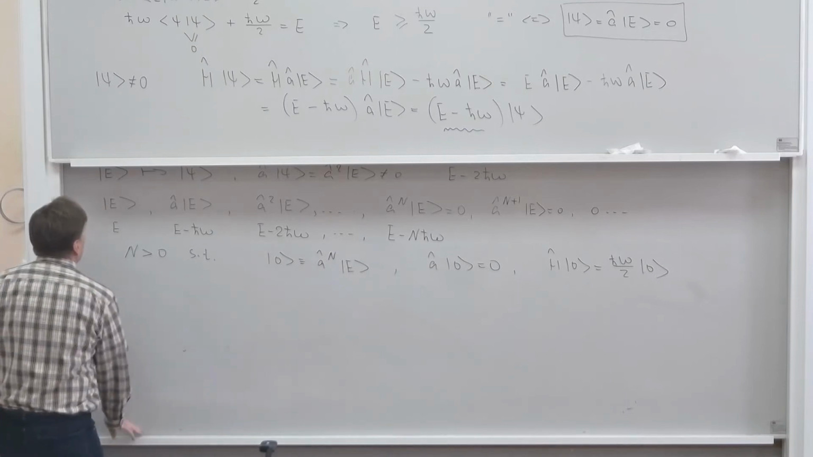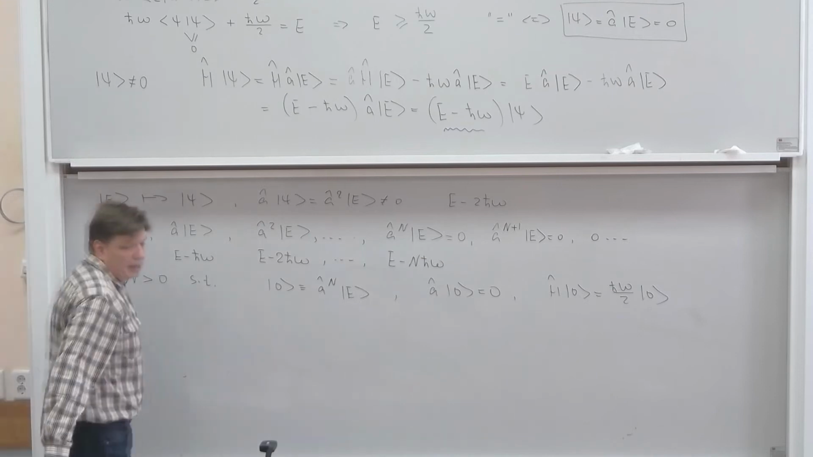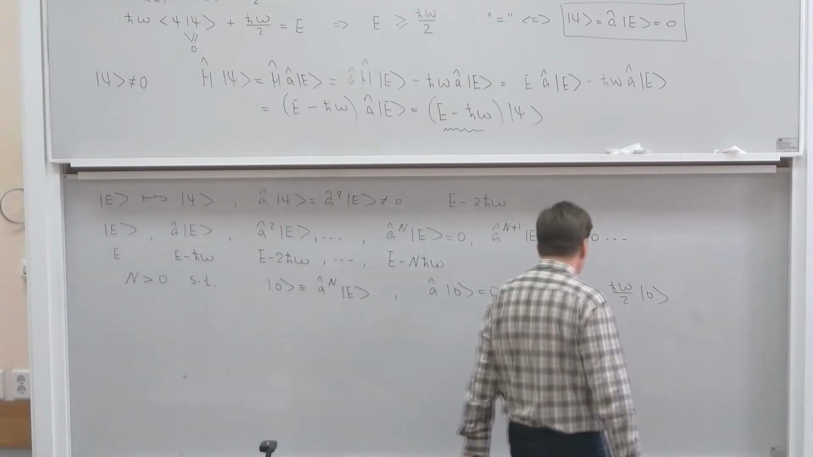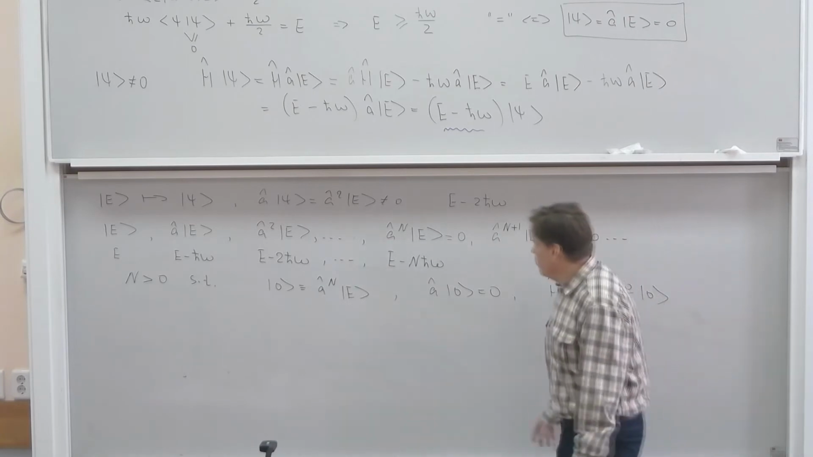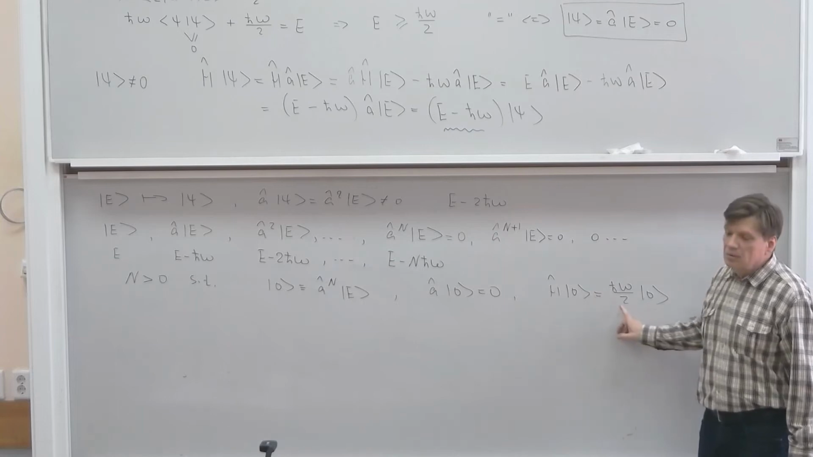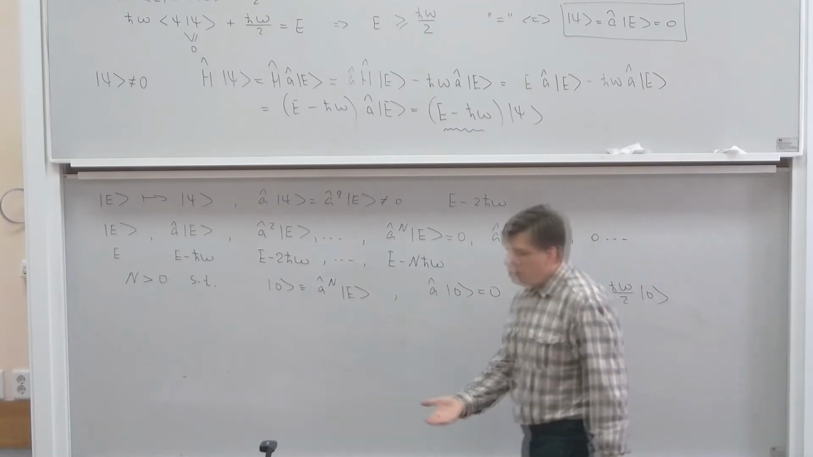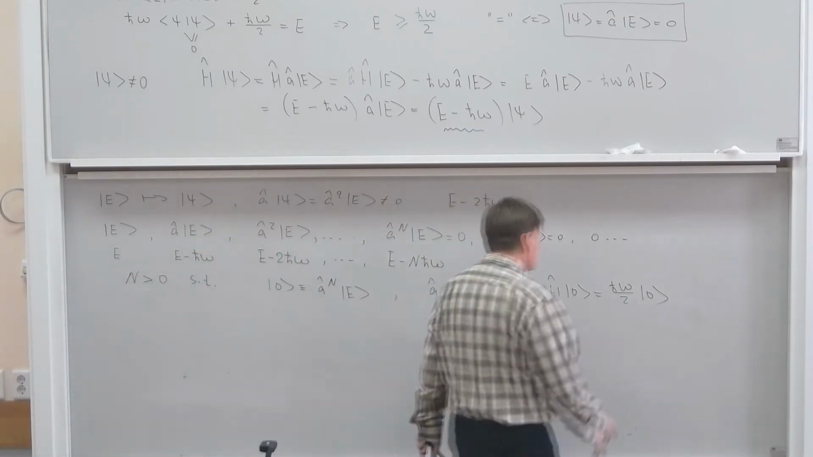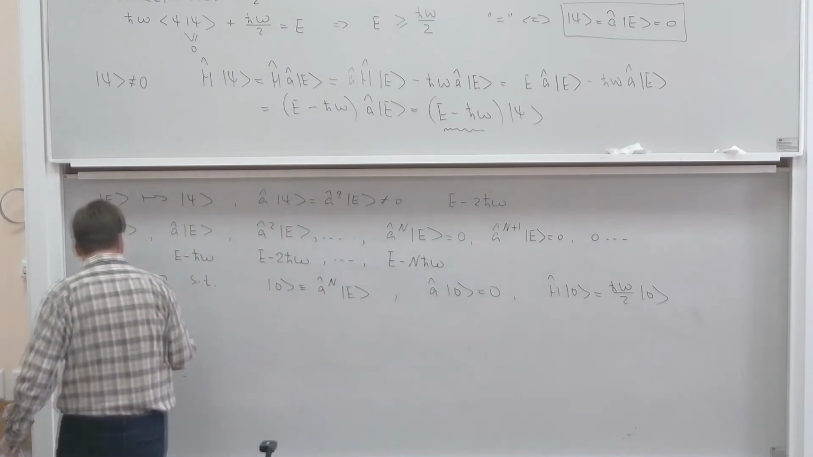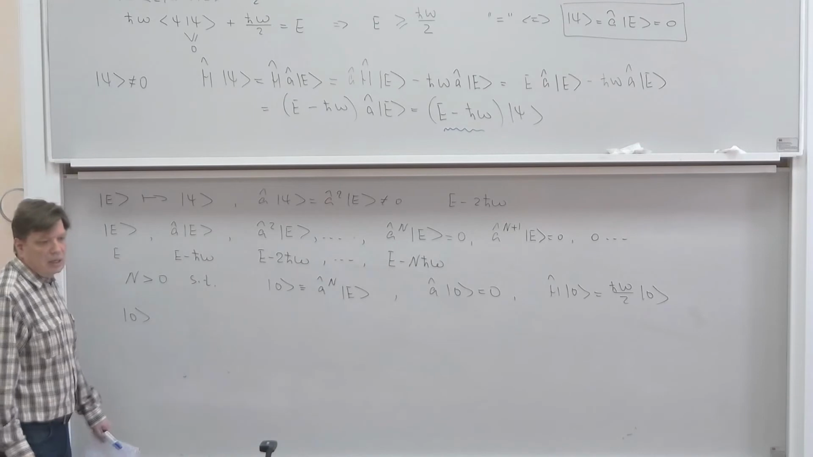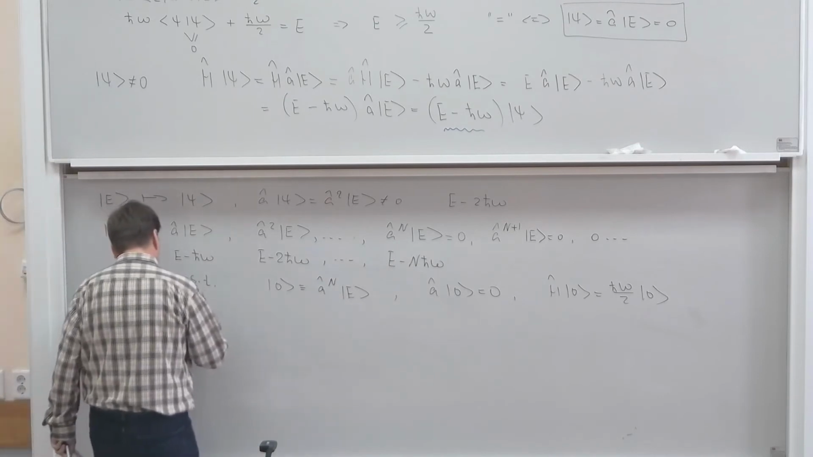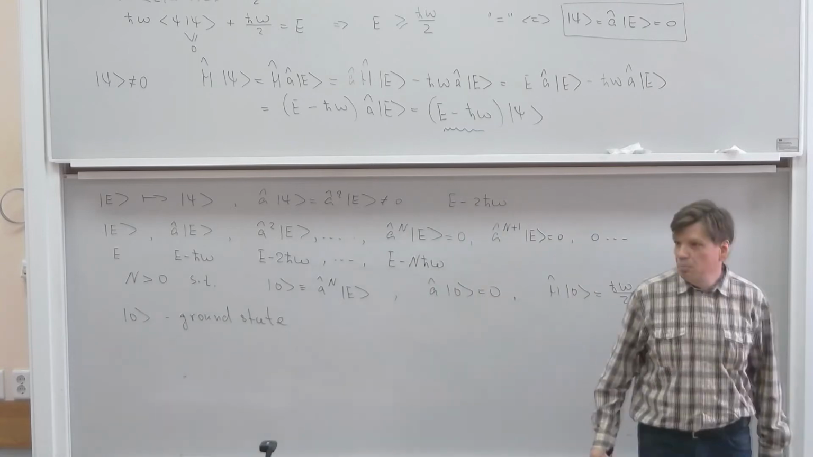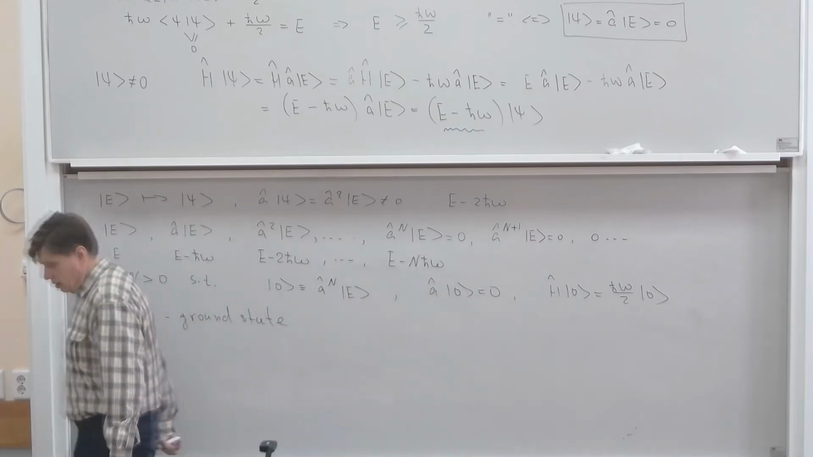So our assumption about the existence of an eigenstate E belonging to the discrete part of the spectrum implies the existence of the vector naught with a minimal possible value of energy. So the lower bound for energy belongs to the spectrum of the harmonic oscillator. This eigenvector naught is usually called the ground state, that is, the state with a minimal possible value of energy.